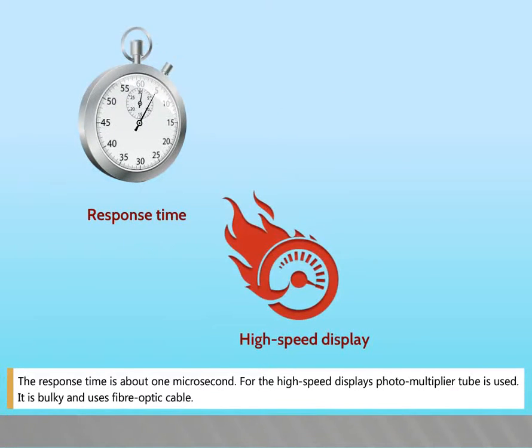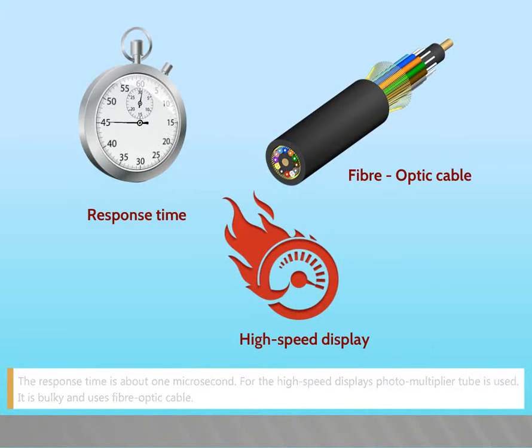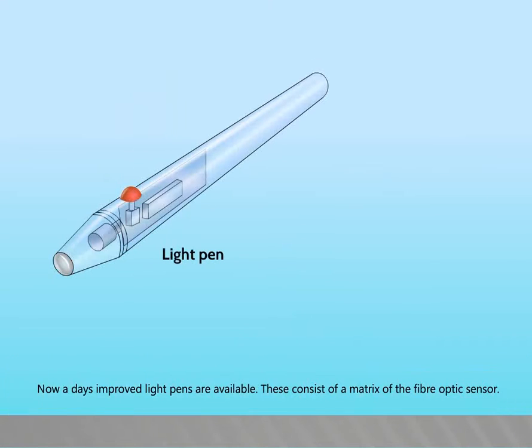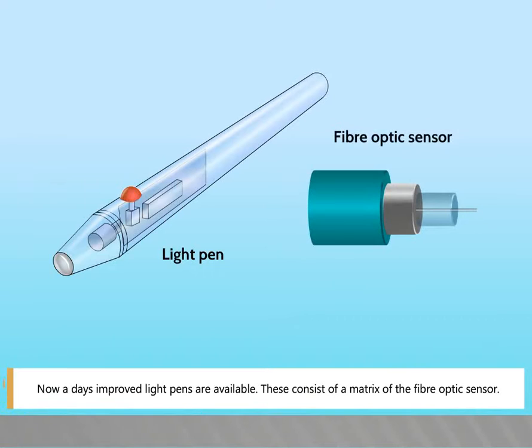For the high-speed displays, a photomultiplier tube is used. It is bulky and uses fiber optic cable. Nowadays, improved light pens are available. These consist of a matrix of fiber optic sensors.